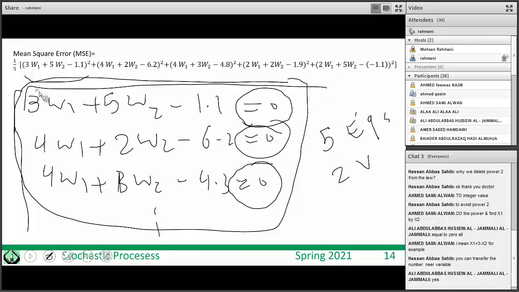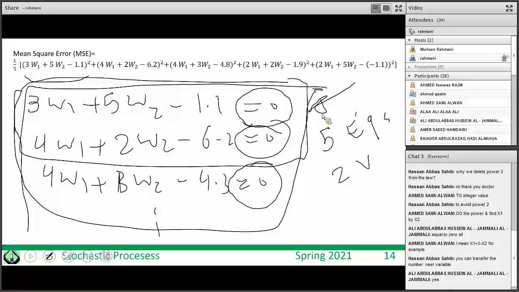If we are sure that these are exactly 0, we can solve this with just the first 2. It is enough to use just 2 of these equations and I can solve the problem. But this is not exactly 0, this is close to 0. I want to find W1 and W2 to have this as close as possible to 0. I'm not sure that these are exactly 0.